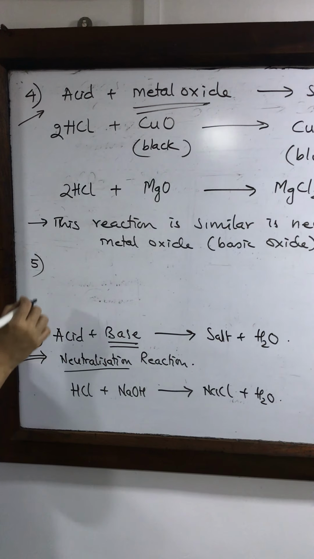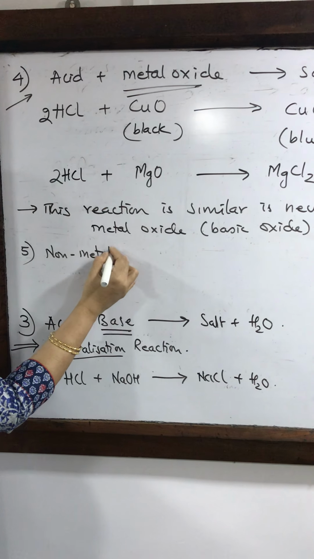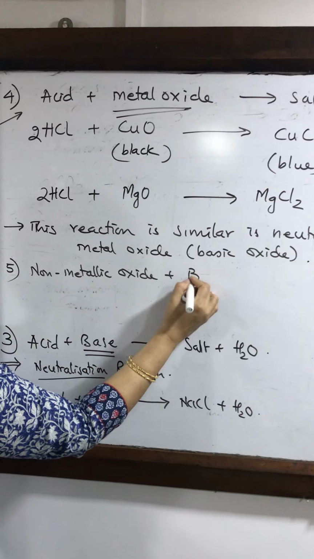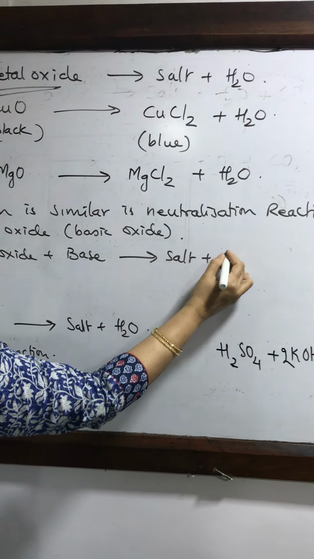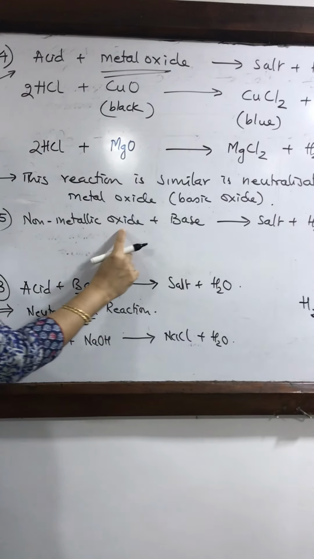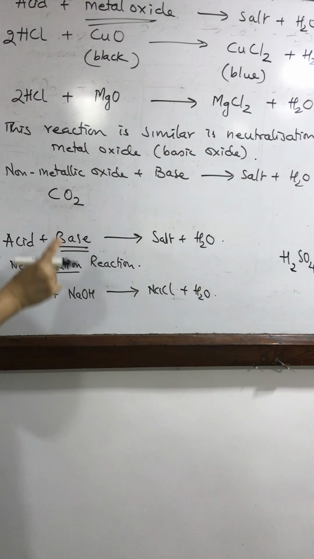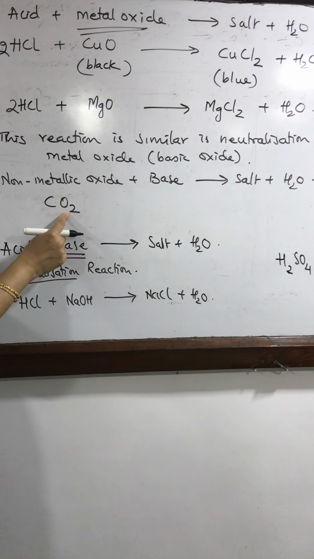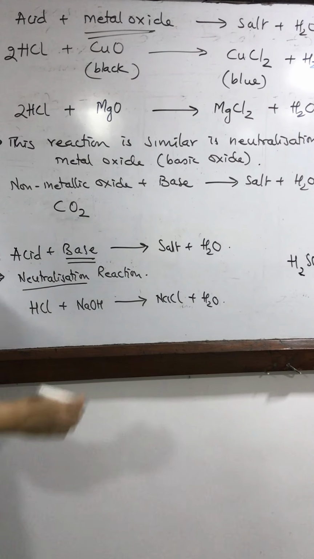The fifth property that we have to learn is: non-metallic oxide plus base to form salt and water. This is the fifth property. Let us take an example of a non-metallic oxide, that is carbon dioxide. Carbon is a non-metal. The oxide of it is carbon dioxide, and therefore carbon dioxide is a non-metallic oxide.